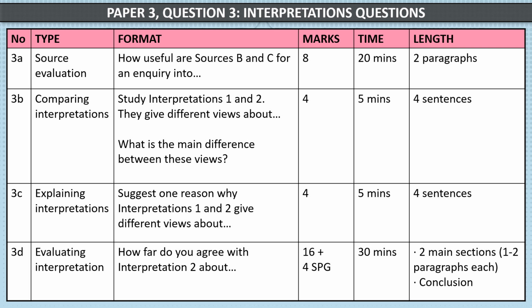First, let's look at an overview of question 3. It comes in 4 parts. You should do them in order from A to D. The paper will lead you through towards the big 16-mark evaluating interpretations question at the end. In this video, we'll look at the interpretations questions 3B, 3C and 3D. You can watch other videos on our channel about source evaluation.